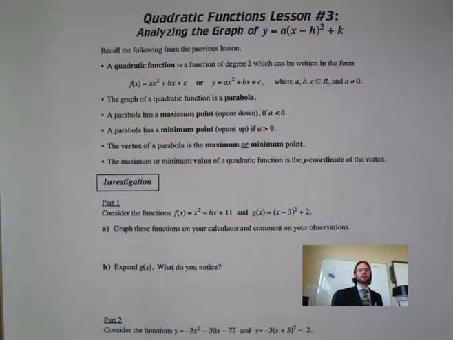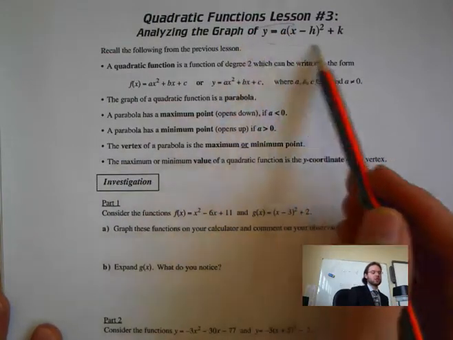Welcome back, Math 20-2. Today we're looking at quadratic functions once again, as this is our quadratic functions unit, but we're also going to look at analyzing graphs using this equation here.